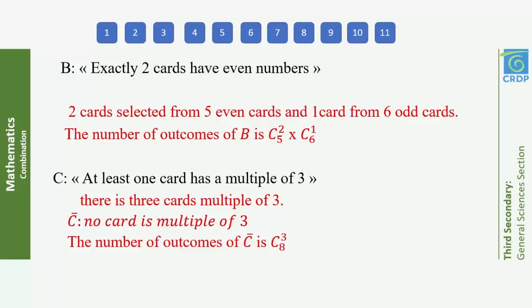And now, to find the number of outcomes for the event C, I find the difference between the total number of outcomes of this example, which is 3 out of 11 cards, and I subtract the number of outcomes of the complement of the event C, which will give me the number of outcomes for the event C.